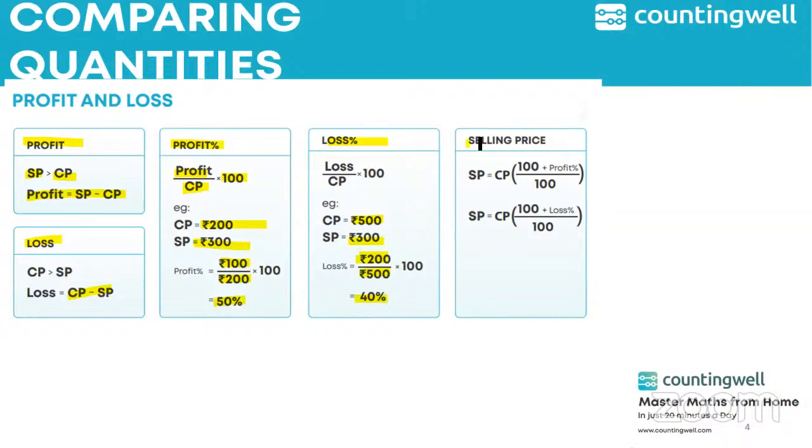Now to find the selling price, when the profit percentage or loss percentage is given, we can use these two formulas. In the first, you can see selling price is cost price into 100 plus profit percentage divided by 100 in case of profit, whereas in case of loss, selling price will be cost price multiplied by 100 minus loss percentage upon 100.